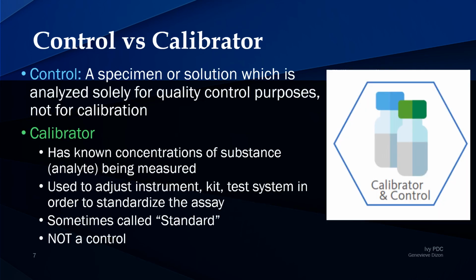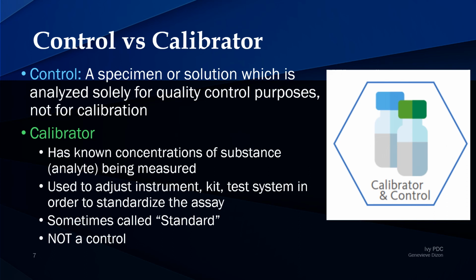Let's now differentiate a control versus a calibrator. Earlier, we've all been talking about a quality control material, so that's the control. But there's also this one solution that we use in the laboratory, and we call it a calibrator. Now, the calibrator is different from the control. A control is a specimen or a solution which is analyzed solely for quality control purposes. It is not for calibration.